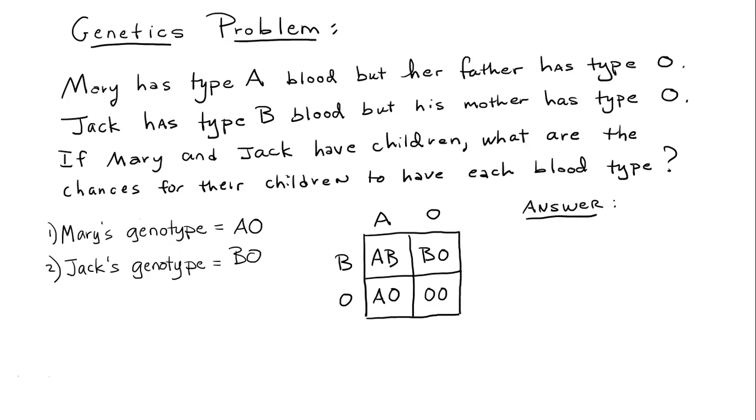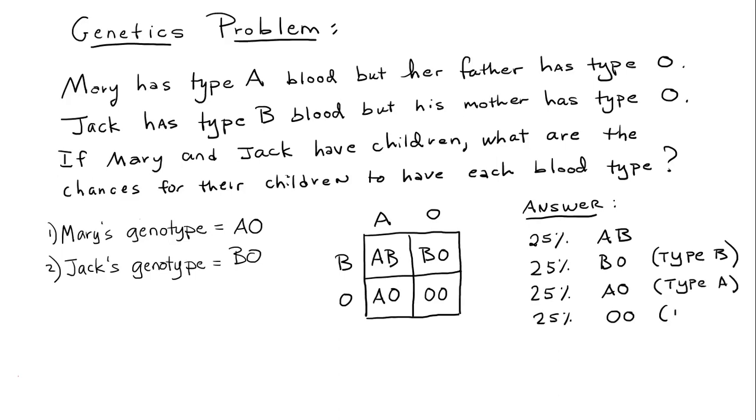25% could have AB, right? 25% chance that their children will have AB blood. 25% chance that their children will have type BO, which is really type B blood. And 25% chance of AO, which is type A blood, and 25% chance that they will have a child with type O blood. So they have 25% chance of having a child with each of these different blood types. Hopefully you arrived at that answer.